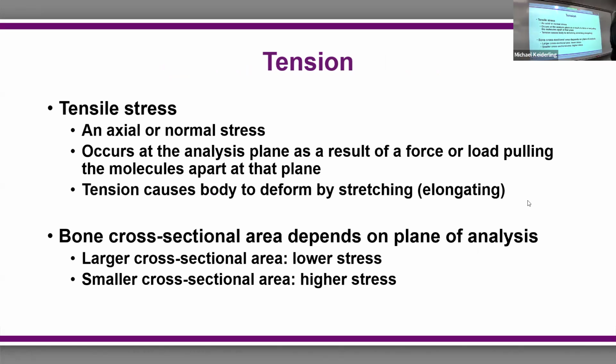So tensile stress is an axial or a normal stress. It occurs at the analysis plane as a result of the force or load pulling the molecules apart. And tension causes a body to deform by stretching. When you apply tension to a body, it will stretch. So, for example, for a bone, the cross-sectional area depends on the plane of analysis. In the areas with a larger cross-sectional area, you have lower stress. With a smaller cross-sectional area, you have higher stress.